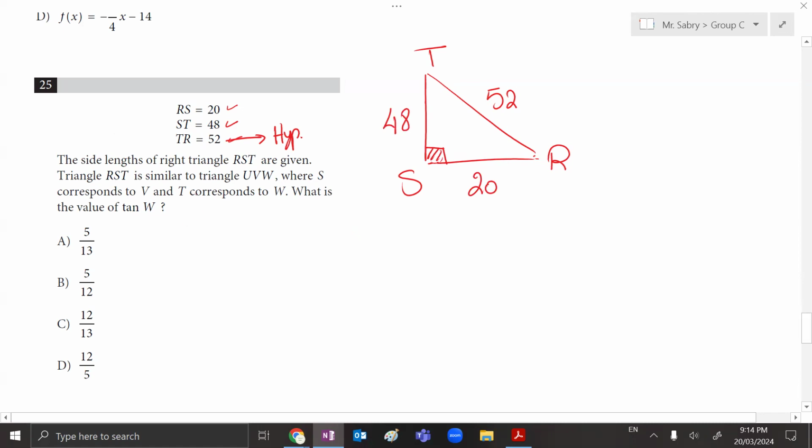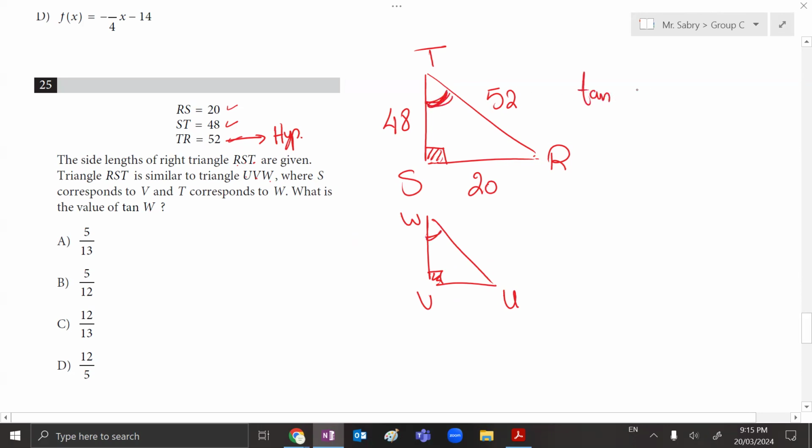They're saying it's similar to this triangle UVW, which means R is the same as U, and S is the same as V, and T is the same as W. So this other new triangle, the similar one, should have U here, V here, and W there. They're asking you, what is the value of tan W? Tan W is the same as tan T. What's the tan of T?